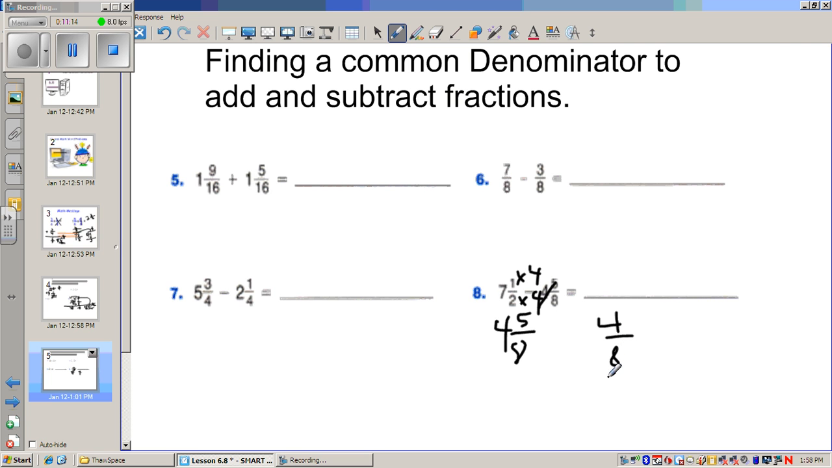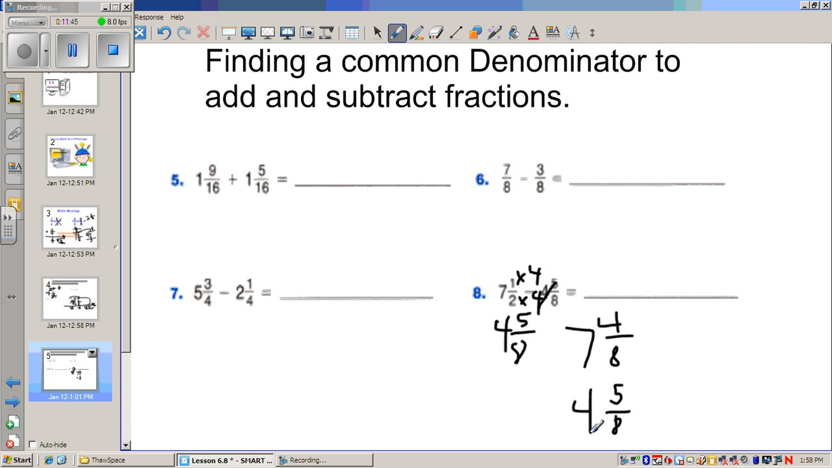Problem. What is my problem? I have a smaller number on top. I cannot take 4 from 5. So I need to borrow from my whole number, all right? So in order to do that, I'm going to have to borrow. And this is how I do it. So now I have 4 5/8, and now I have 7 4/8. So down here I do this.